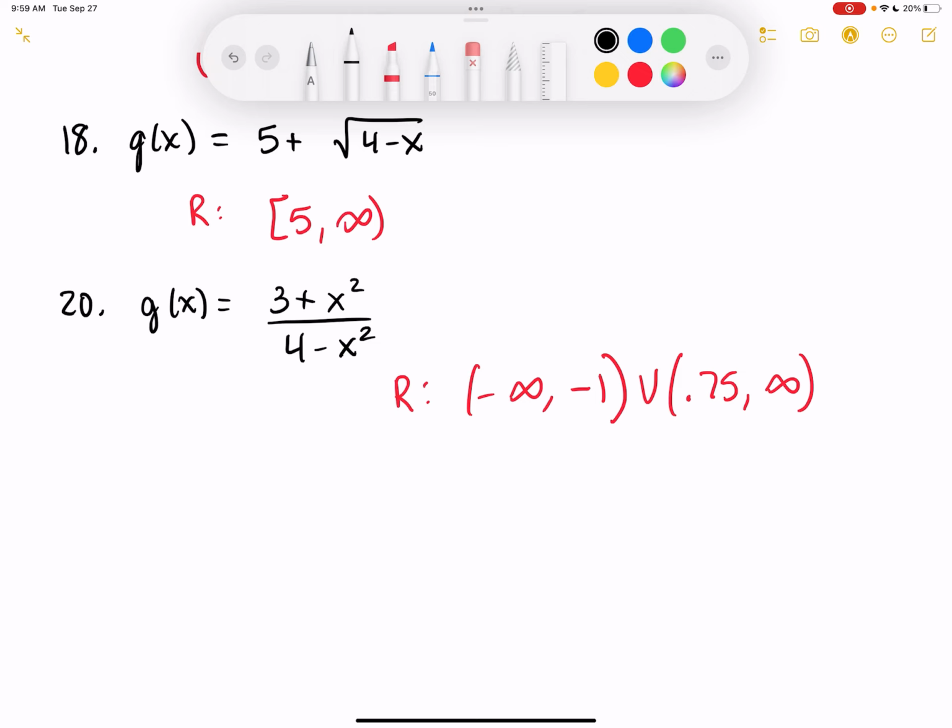Alright, next one's graph the function on your calculator, and tell whether or not it has a point of discontinuity at x equals 0. If there is a discontinuity, tell whether it's removable or non-removable. That's a familiar word. So for number 22, you need to put in your calculator h of x equals x cubed plus x over x.